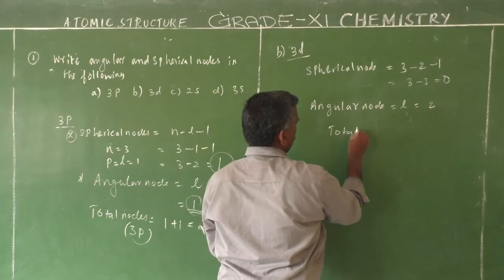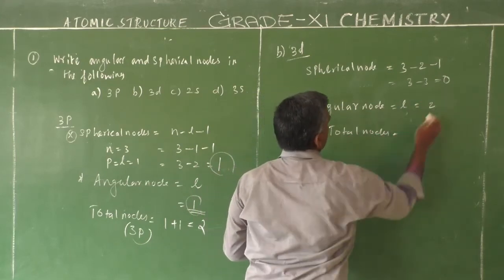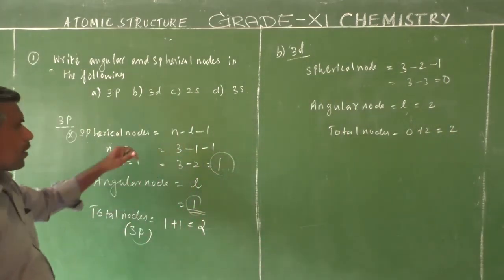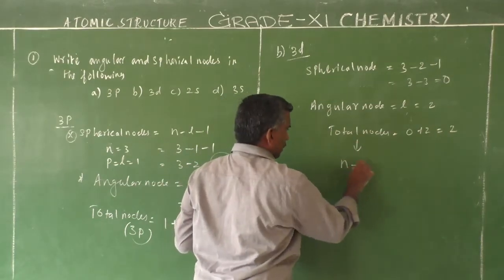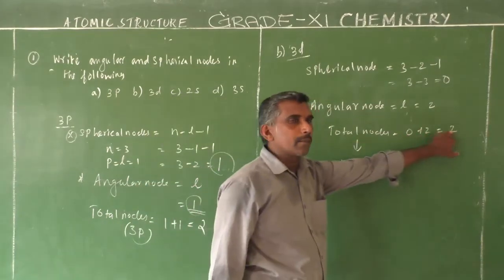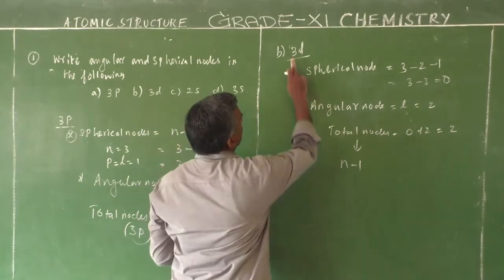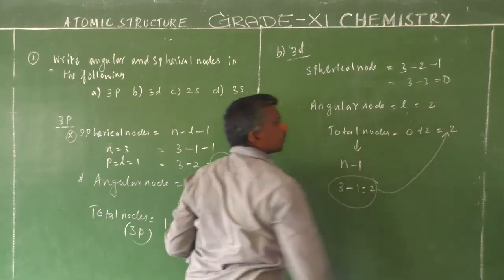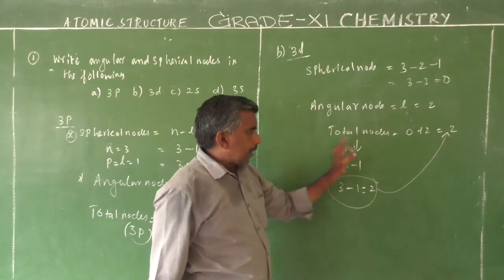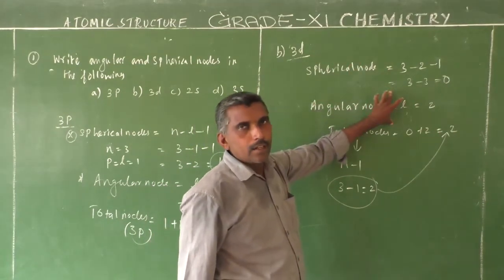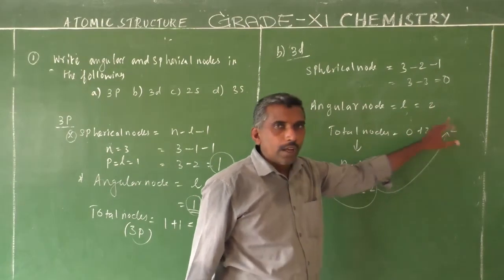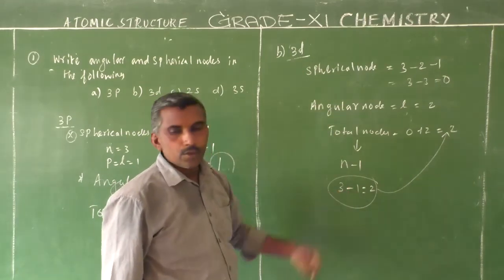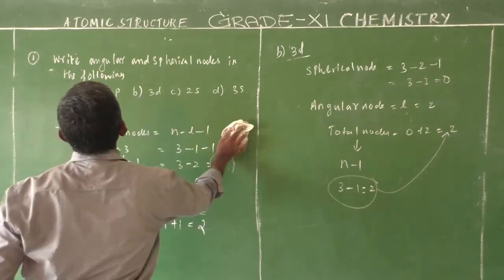Total nodes: the sum of 0 plus 2, that is 2. Using our other formula, total nodes is n minus 1. The n value is 3, so 3 minus 1 is 2, which matches. The total node is the sum of the spherical node and angular node, 0 plus 2 is 2. Using the formula n minus 1, where n is the principal quantum number, 3 minus 1 is 2. Okay.